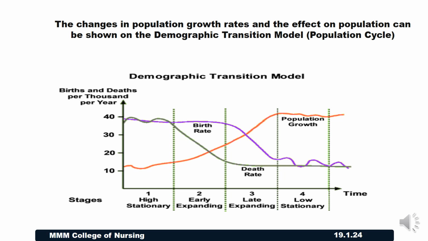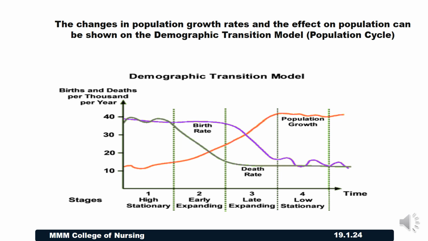The blue line indicates the birth rate. In the first stage, the stationary stage, the birth rate is high, as well as the death rate. The green line represents the death rate and the orange line represents the population growth. The second stage is the early expanding stage. In this, the birth rate remains the same, but the death rate starts declining. The third one is the late expanding stage. In this, the death rate is almost the same, but the birth rate starts declining.